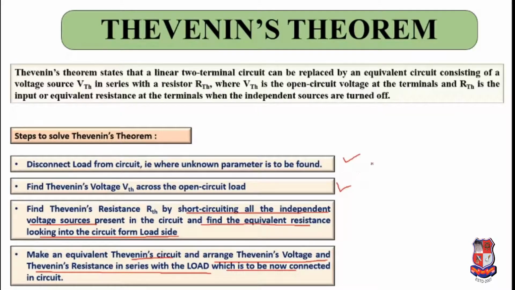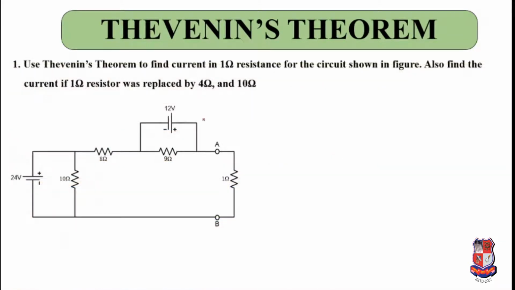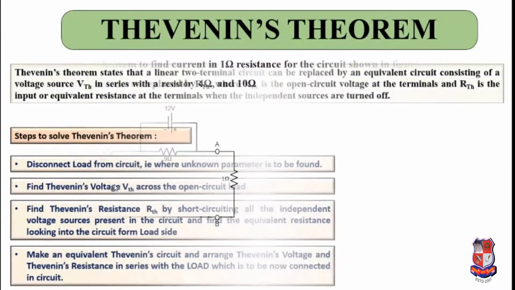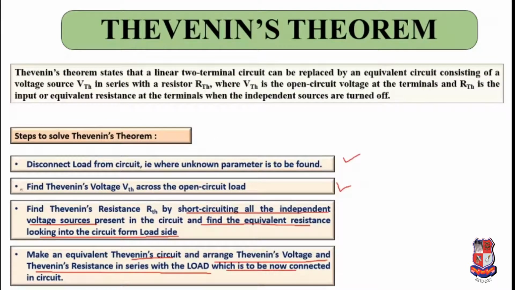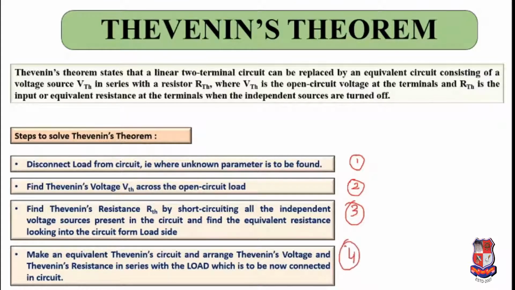and this can now be connected in the circuit. So let us understand this theorem using a numerical. Keep these 4 steps in mind. I will be solving the circuit with these steps only. So let me name the steps. This will be the first step, this will be the second step, this will be the third step, and this will be the fourth step. These 4 steps we will be following.